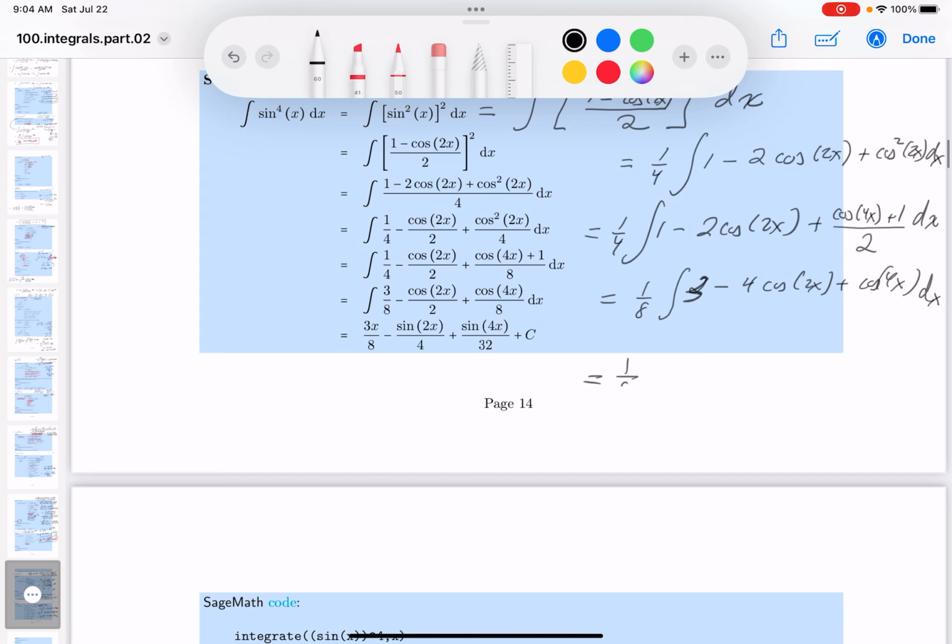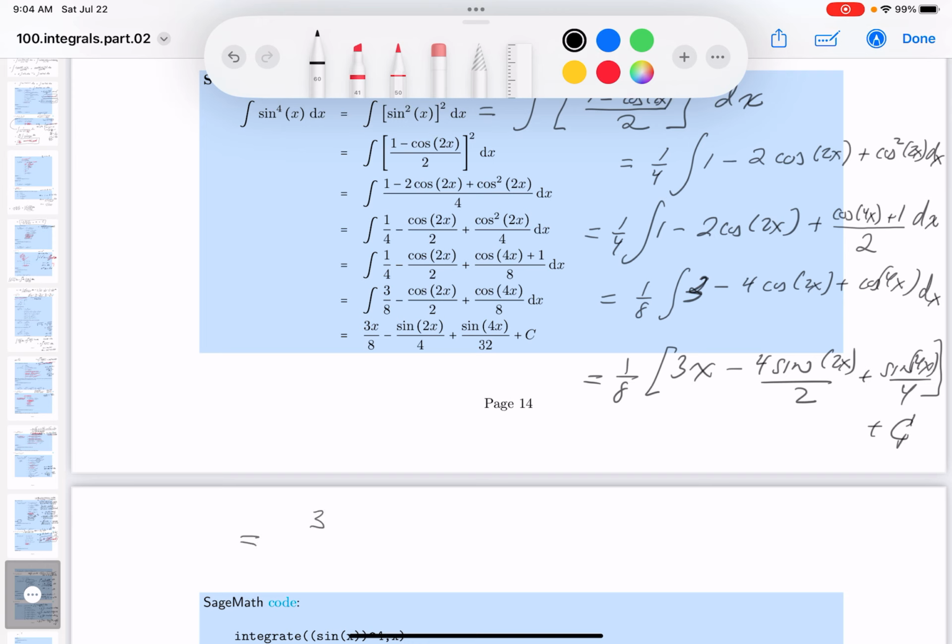What do you get? 1/8. That's going to be 3x. Let's see, that's going to be minus 4 sine of 2x over 2. And this is going to be, let's see, plus sine of 4x over 4 plus some constant of integration. Let me close out the parentheses, though. I'm going to simplify a little tiny bit. And what do you get?